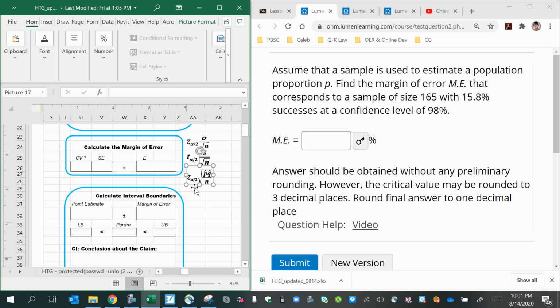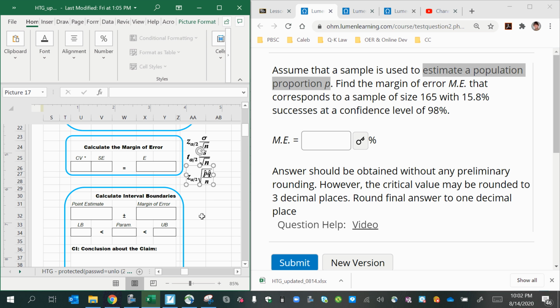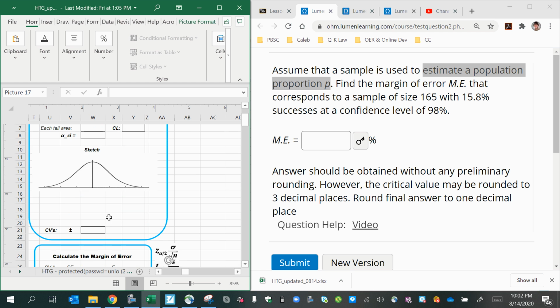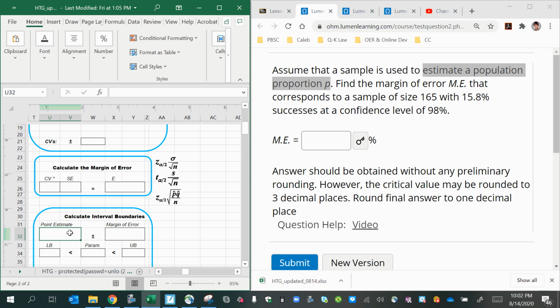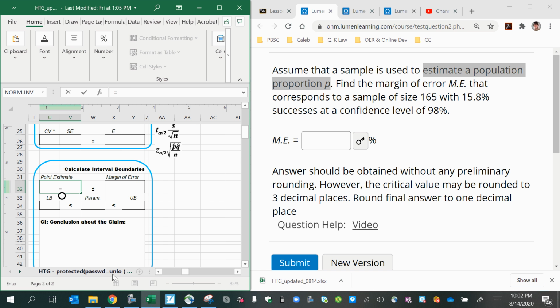The one that we need right now is right here with the P hat and the Q hat in it, because this is an estimation for a population proportion. So to find the margin of error, we're going to use that formula there. The things that we're going to need are the P hat, that's your point estimate. It says here that the sample of size 165 had 15.8% successes. So my P hat, the sample proportion of successes, is 0.158.